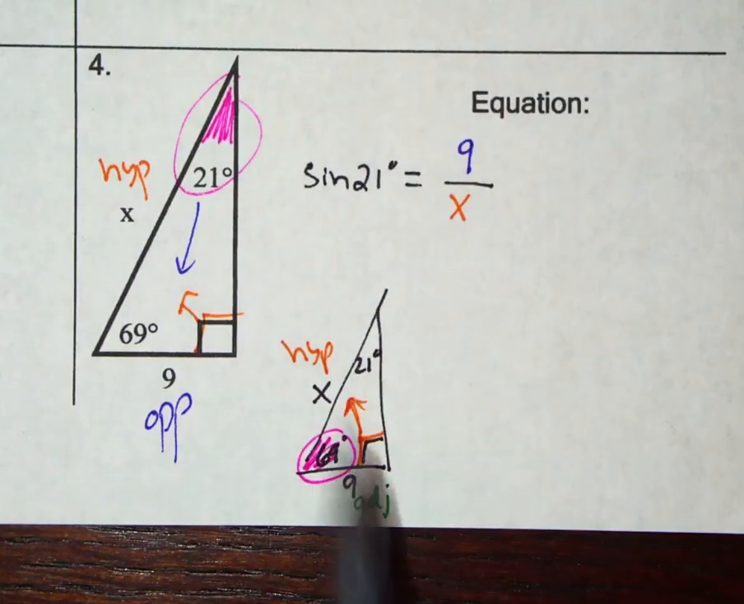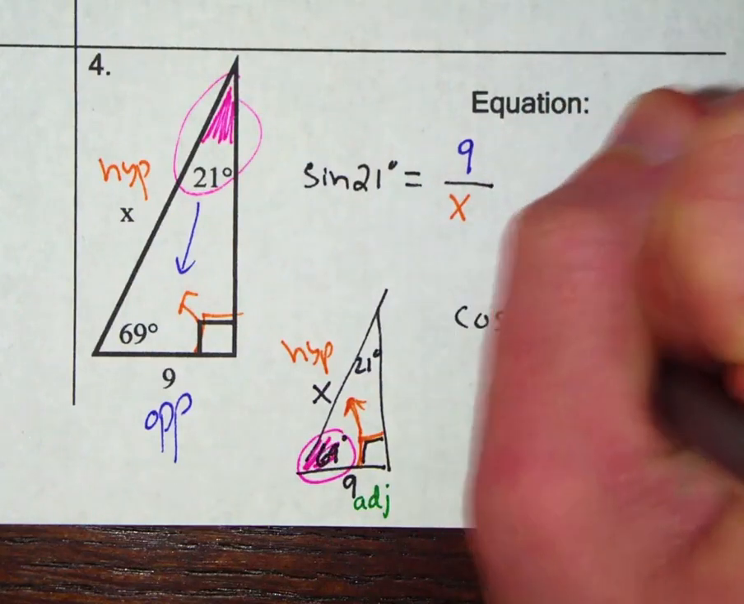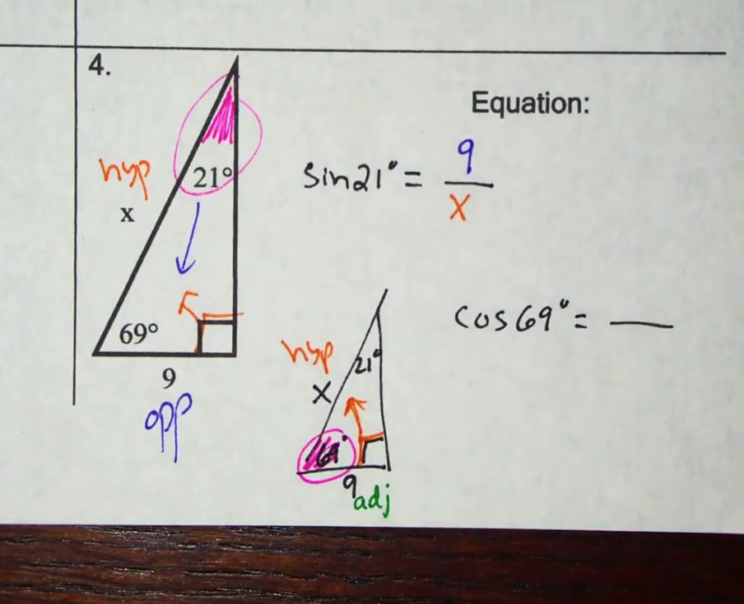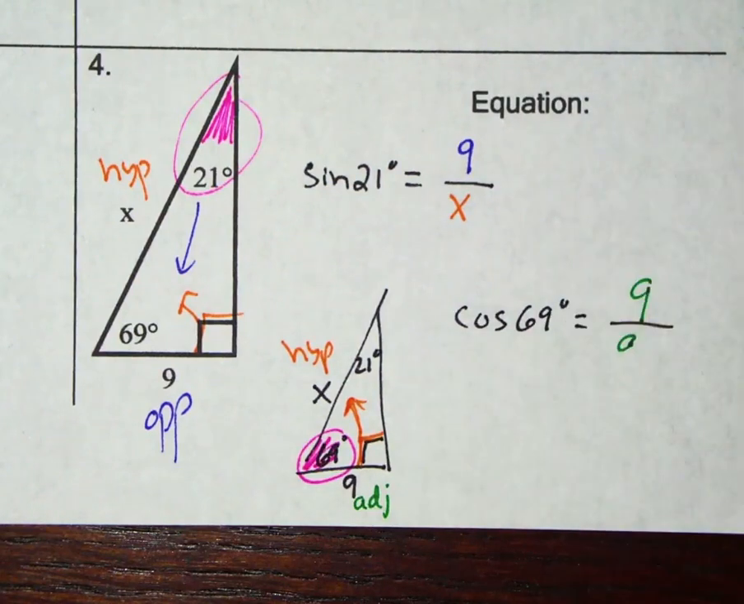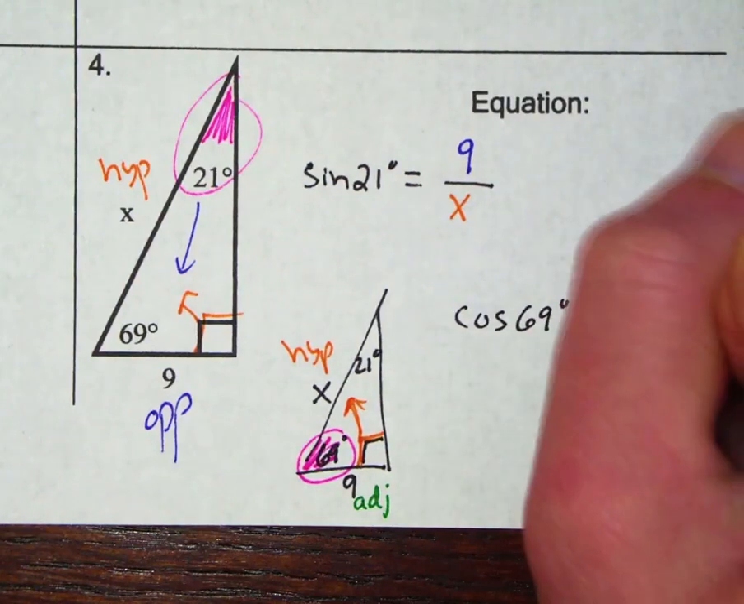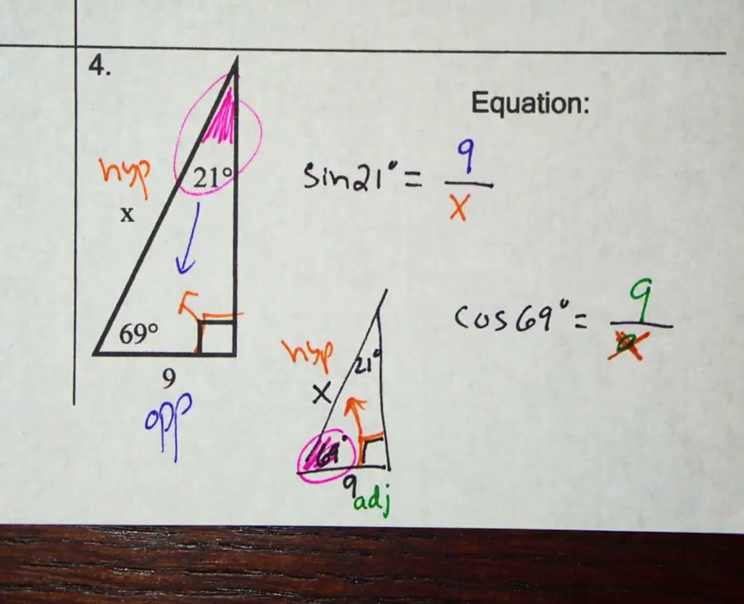So now I'm working with the adjacent and hypotenuse. That did change. And for us, adjacent and hypotenuse would be cosine of 69 degrees is going to be the adjacent 9 over the hypotenuse x. Both of these would actually help you solve for x just fine.